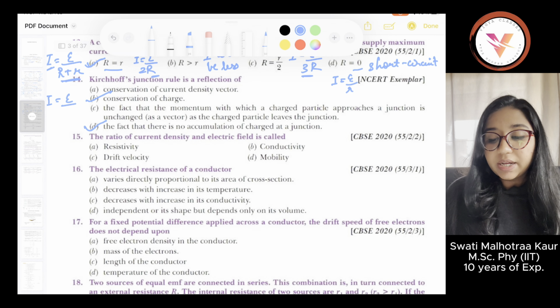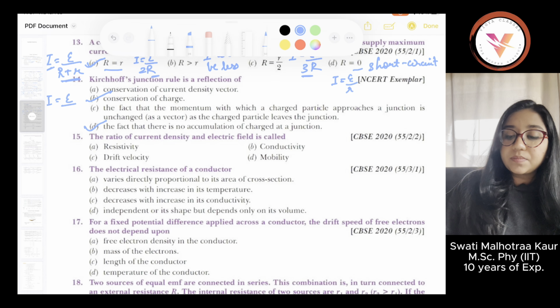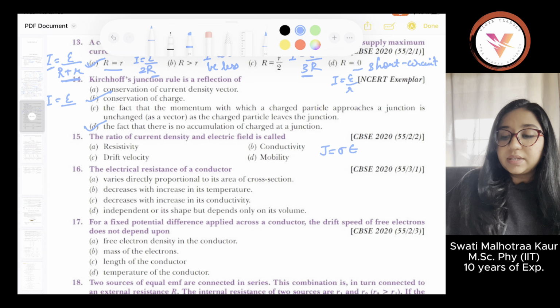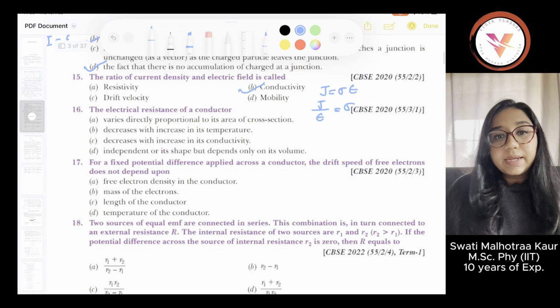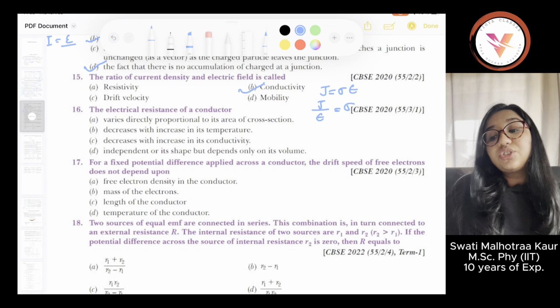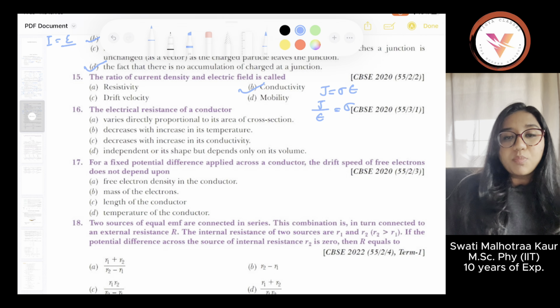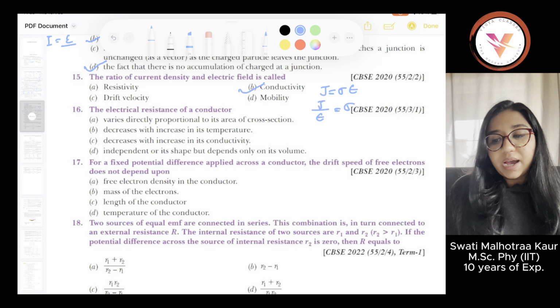Okay, the ratio of the current density and electric field. J is equal to sigma E. So J by E is equal to sigma, which is conductivity. It's important. This J equals sigma E is basically the vector form of Ohm's law. V by I equals R is the scalar form of Ohm's law, and this is the vector form of Ohm's law.